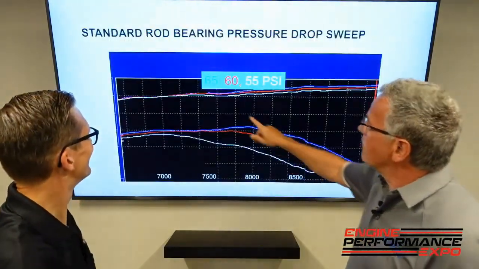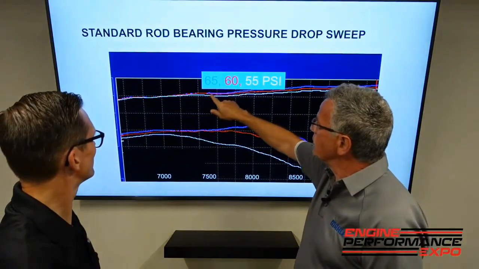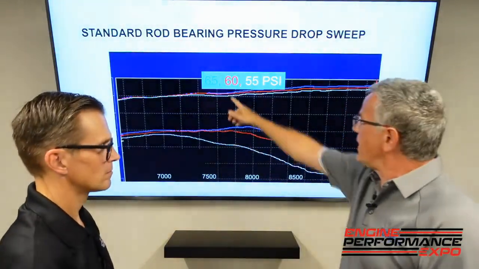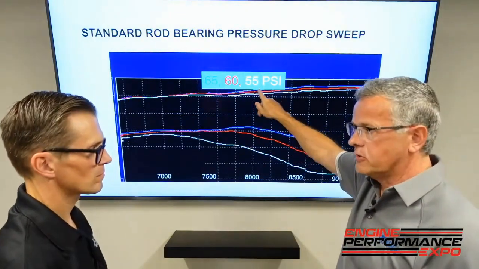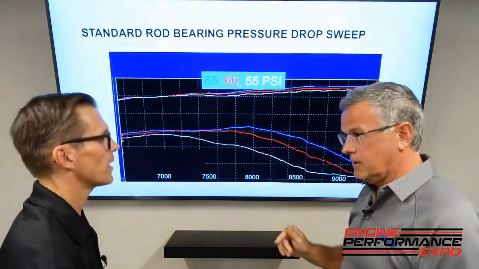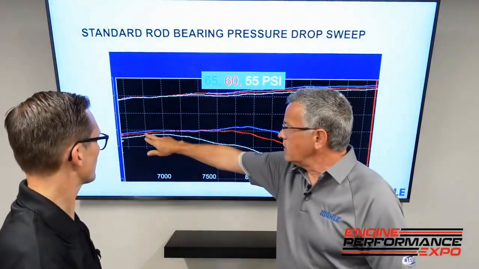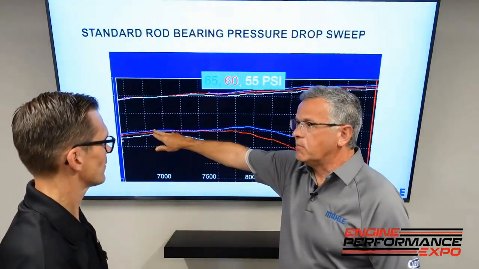So what I did, we ran a test, and blue, red, white. This is galley pressure. So people are looking at, I got 60 pounds or 55 pounds of oil pressure in the main gallery. Not what the crank sees. All right, so this is where the crankshaft is at on the main.